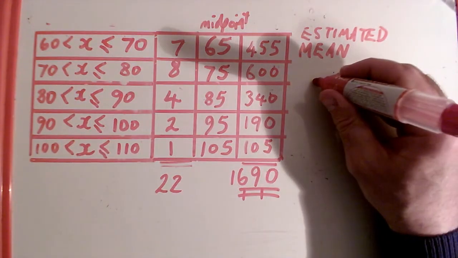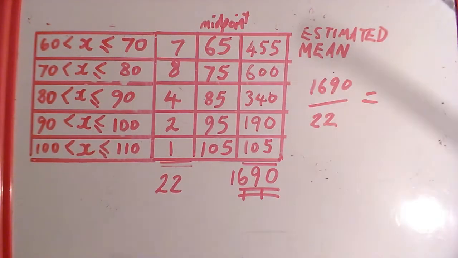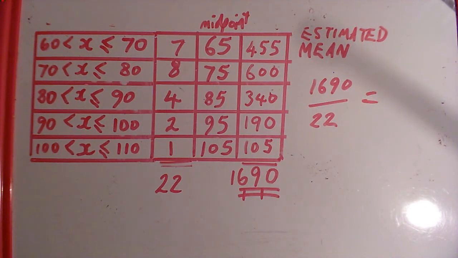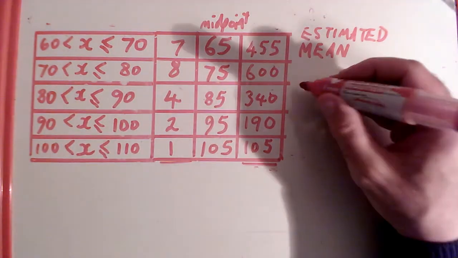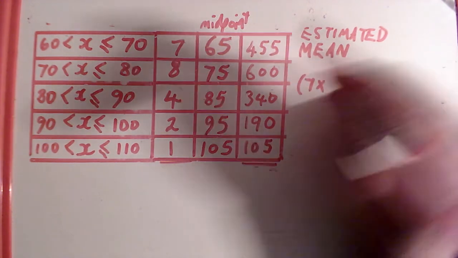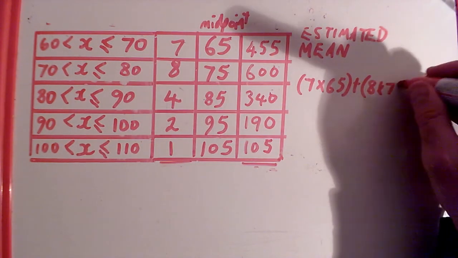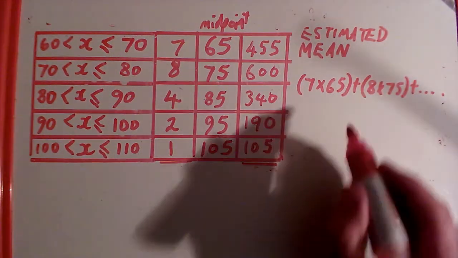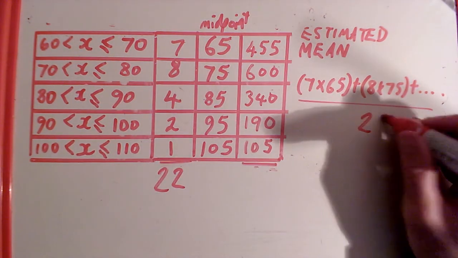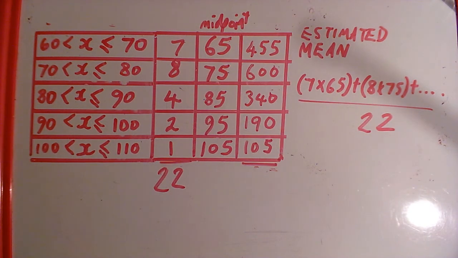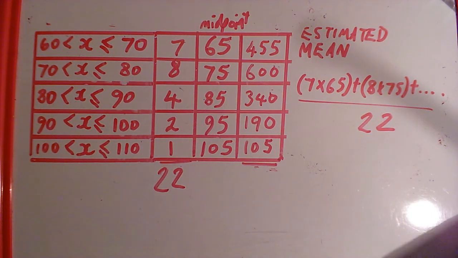But the estimated mean is 1,690 divided by 22, which is, well, whatever that comes to. You can work that out yourself. But if you're showing your working for a question like this, you basically want to be showing 7 times 65 plus 8 times 75 plus all of those added up divided by the total. You probably want the totals at the bottom of this table here, and that's all being divided by 22. But the key point with grouped data like this is having to make the assumption that they're all in the middle of the category, because you don't know any better.